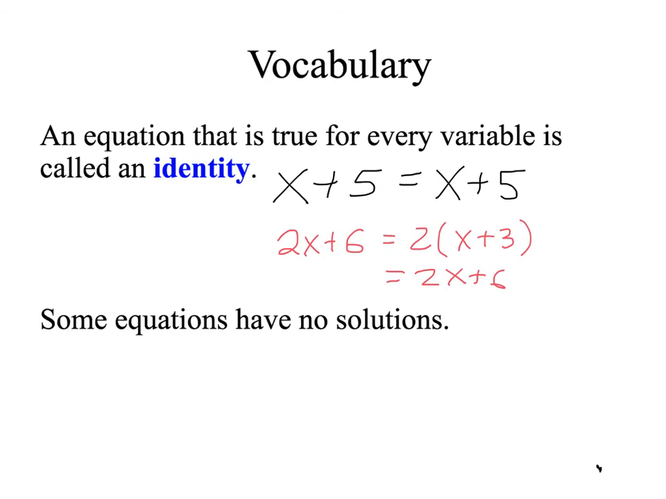But some equations have no solution. So if I end up getting this, x plus 5 equals x plus 9, well, whatever number I put in for x, if I add 5 to it, I'm always going to get a different answer than if I add 9 to it. Okay, so that's just like two different cases. You either get a number, like exactly one number, or it's called an identity, or it has no solutions.